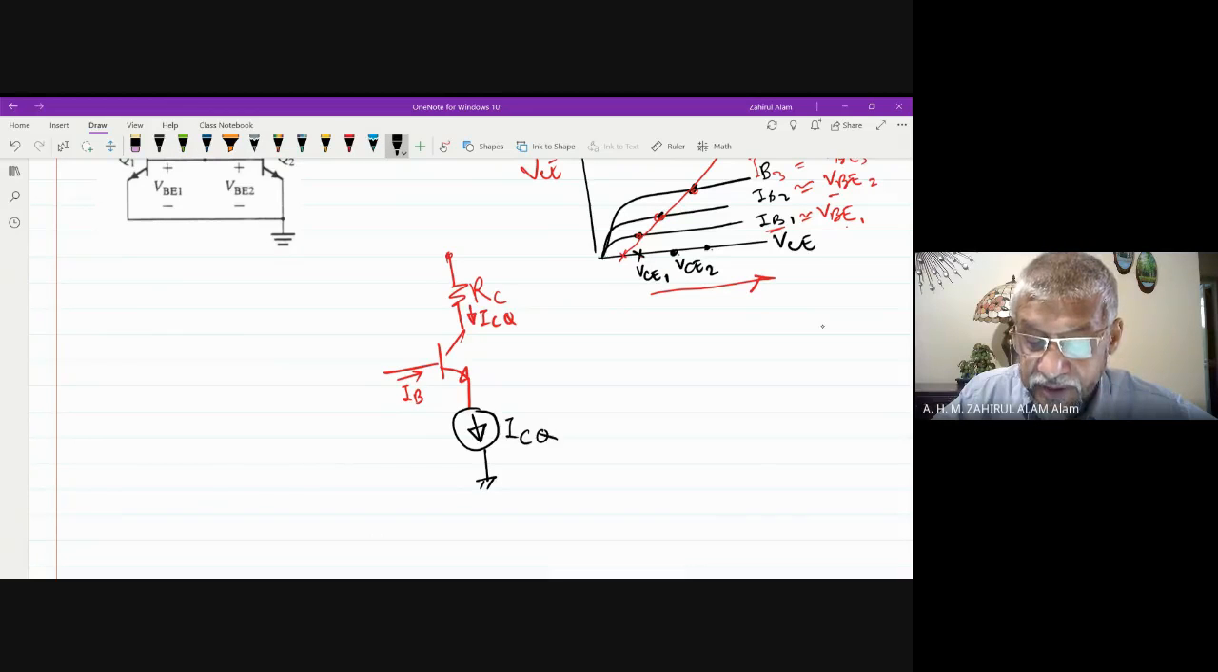ICQ. If you manage to provide this current source, which is equivalent to ICQ, then in this case we don't need any RE resistance either, because RE resistance reduces our voltage gain. So instead of using R1, R2, RE, we can use a current source. Now our target is to design a current source. For example, integrated circuit biasing means we need to design a current source for biasing.